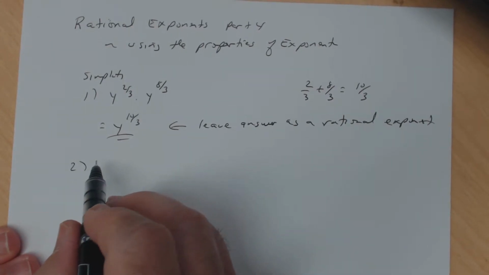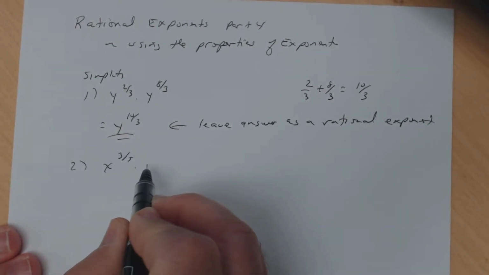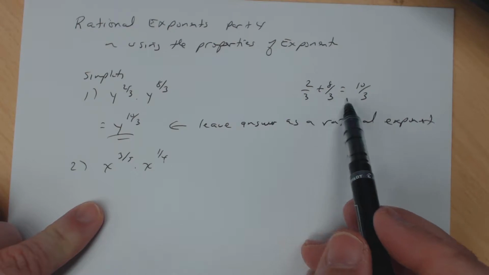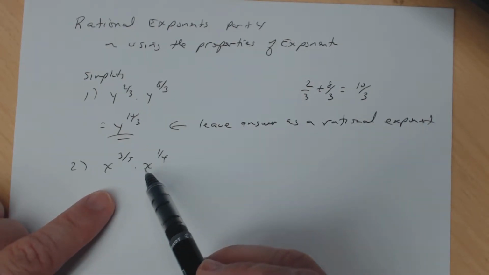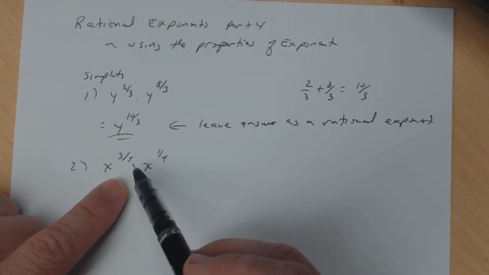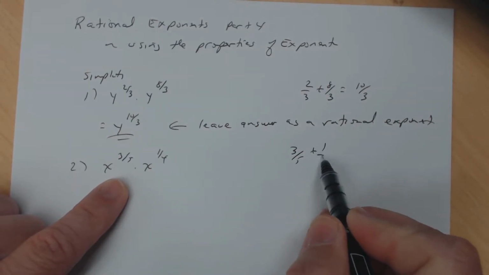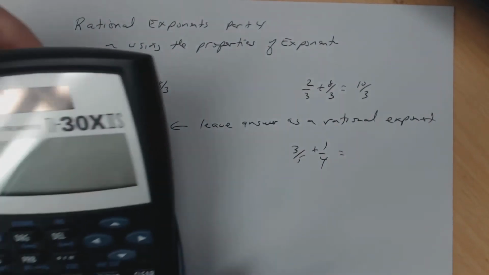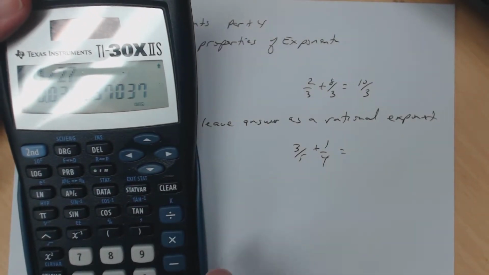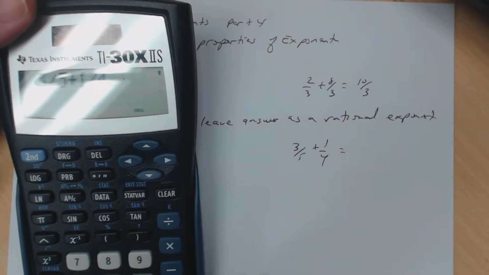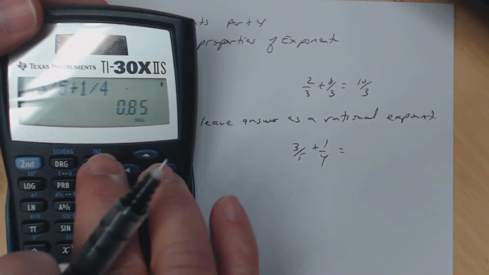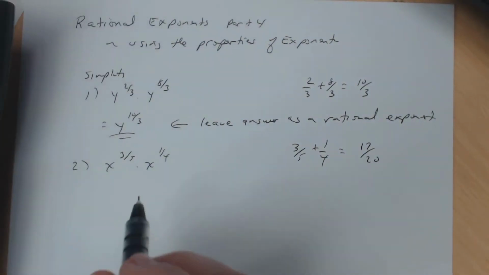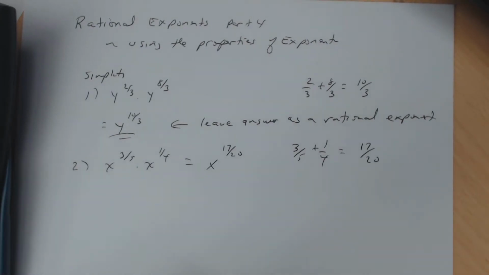Number two, x to the 3/5 times x to the 1/4. The last one was easy because the denominators were the same. But now with this one, again, you're multiplying like bases, so you use the product rule. You multiply like bases, you add exponents. So 3/5 plus 1/4, and you can use your calculator with this. 3 divided by 5 plus 1 divided by 4 is 0.85. Rewriting it as a fraction, I get 17/20. So this becomes x to the 17/20.